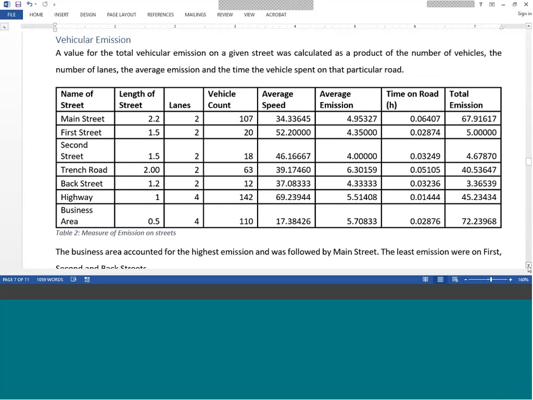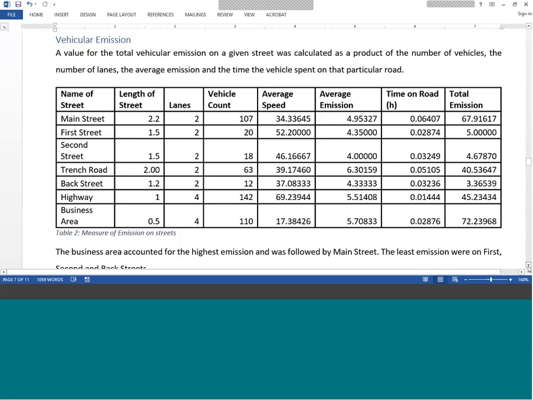So a value for the total emission on a given street was calculated as a product of the number of vehicles, the number of lanes, the average emission, and the time the vehicle spent on that particular road. So here is where he's explaining whatever mathematics they used in coming up with the final column.